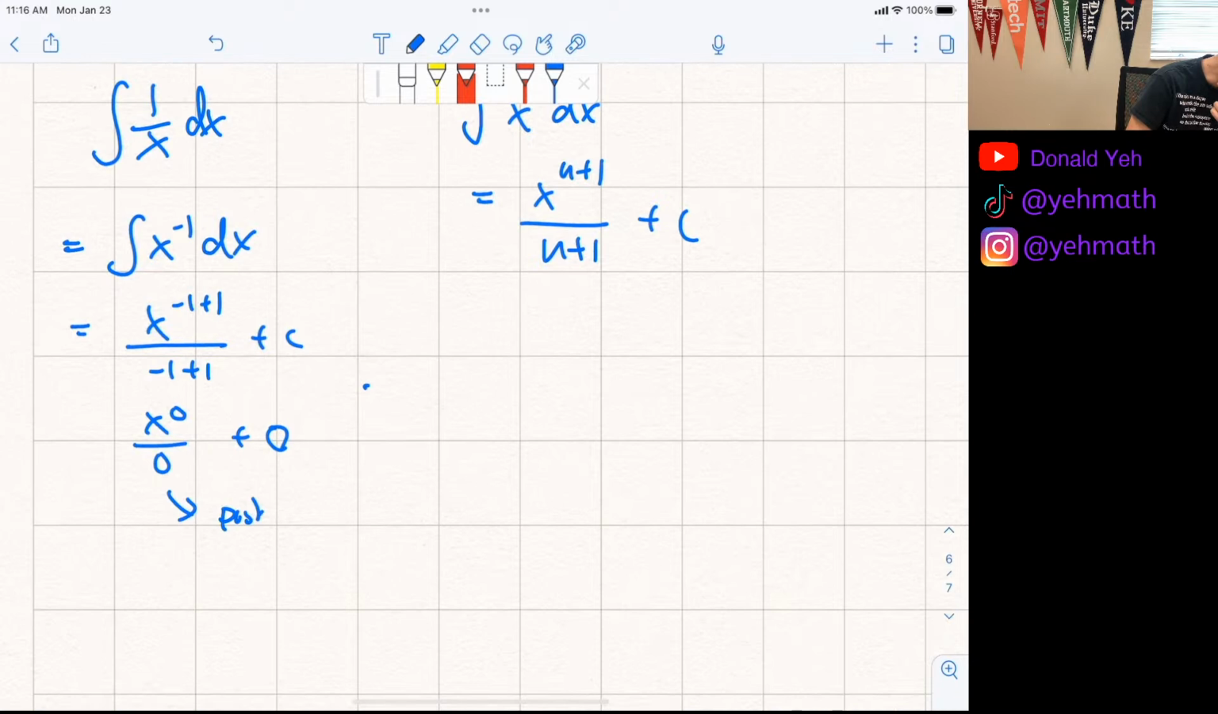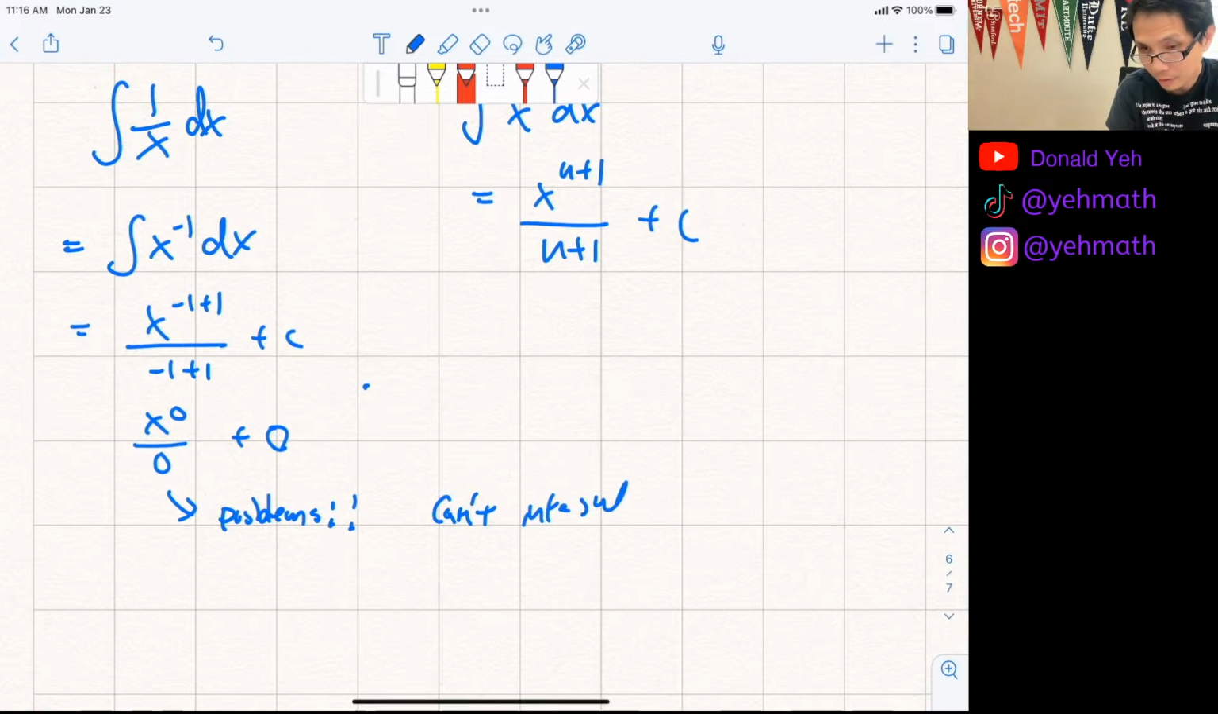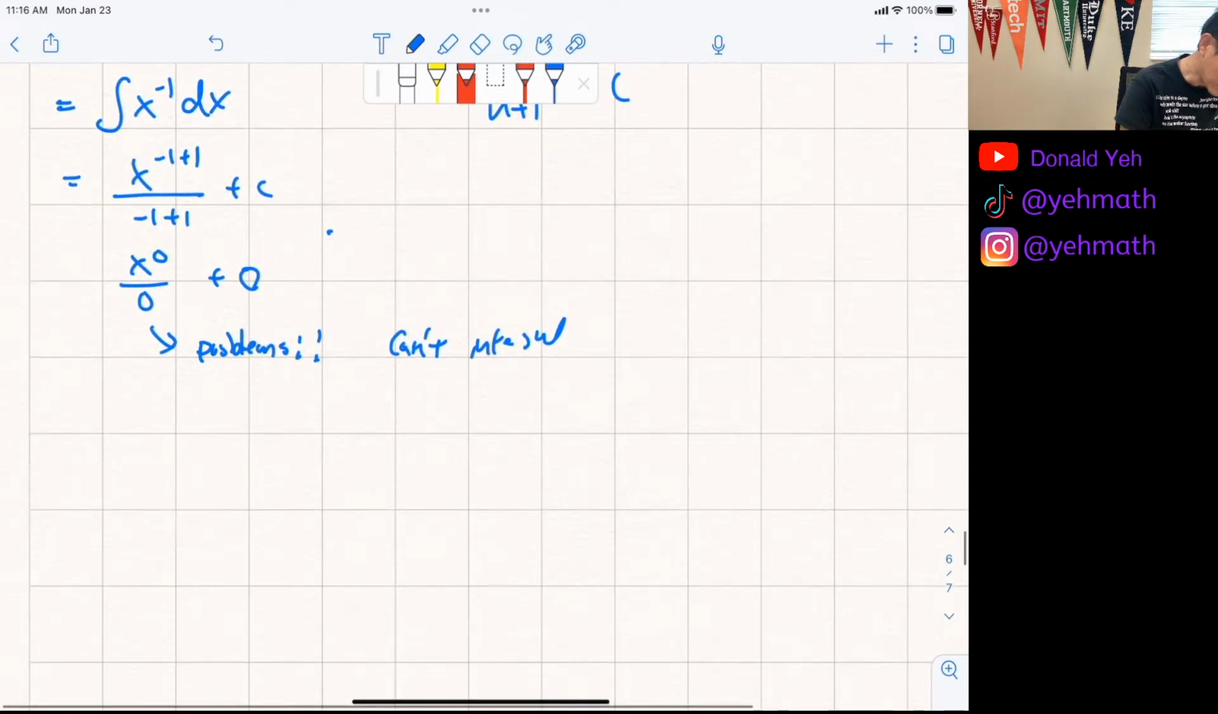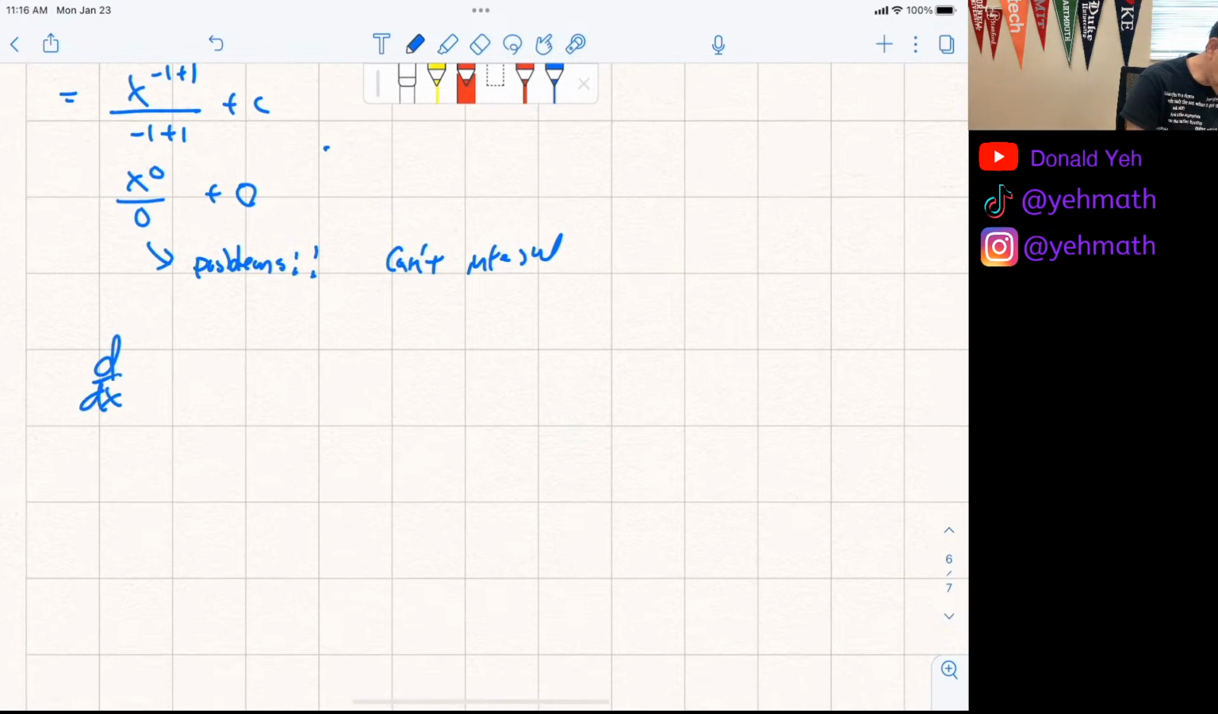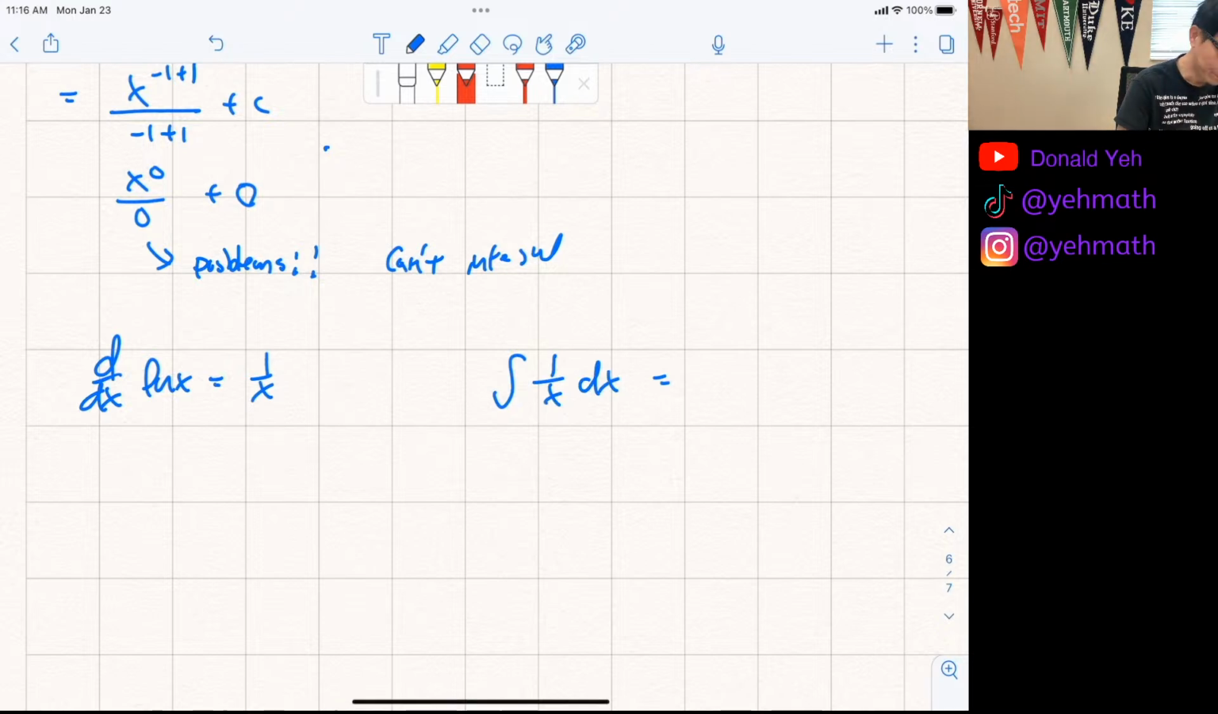There's a problem, right? So you cannot integrate it this way. But we do know the derivative of natural log of x is equal to 1 over x. Therefore, integration of natural log of x is what? Oh, sorry, integration of 1 over x dx is equal to what? ln of x, yeah.